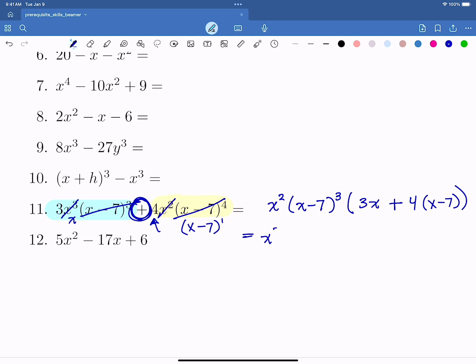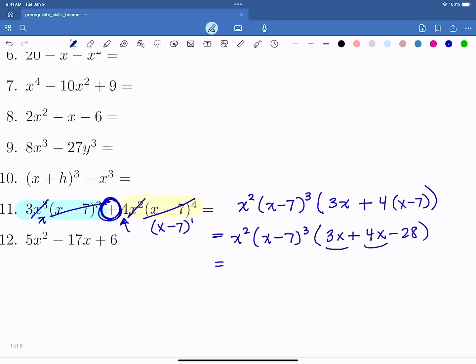Let's simplify some more. (x minus 7) cubed, and then in here we have 3x plus, if I distribute the 4, I get 4x minus 28. These are like terms, they can be combined. So x squared times (x minus 7) cubed times (7x minus 28). Now 7 is a factor of 28, so I can factor this further. 7x minus 28, I can factor out a 7.